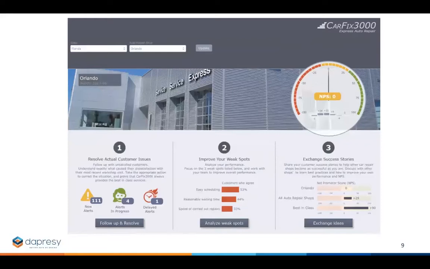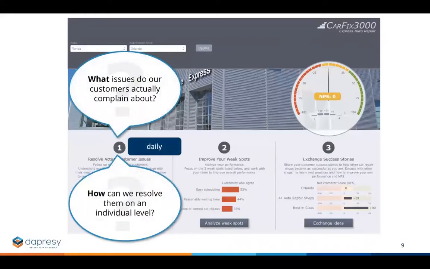So the first one focuses on business questions like what issues do our customers actually complain about, and how can we solve them on an individual level. So this is something which is more related to a daily task. On a daily level, the manager should go into the system, look for the latest complaints, and then work on those complaints to make customers satisfied.